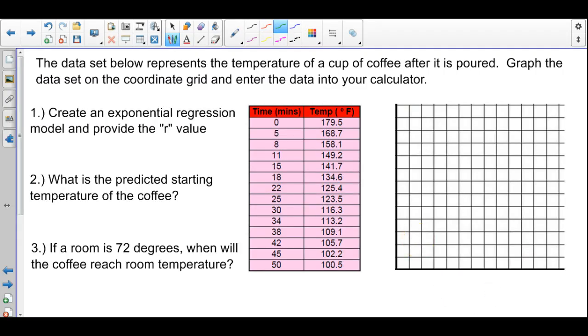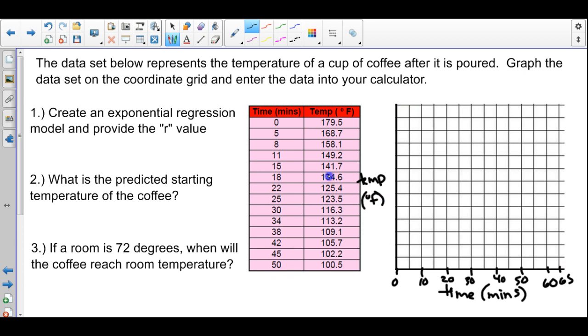So on the x-axis, I'm going to label that this is going to be time measured in minutes. And this would be the temperature of my coffee, and we are doing this all in degrees Fahrenheit. Across my x-axis here, I'm going to count by 5s. And notice the time goes all the way up to 50 minutes where the data is collected. So I'm going to keep this going, from 0 all the way to 65 minutes.